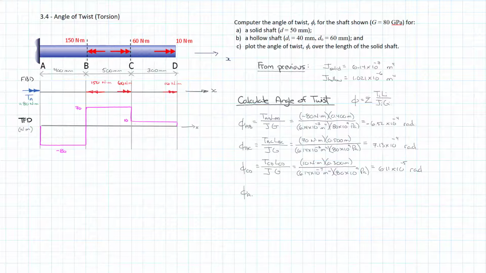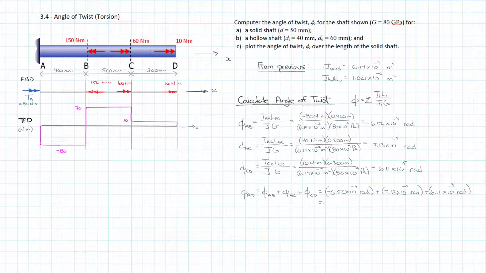And so if we wanted to know what the total angle of twist was from A to D, so we got phi A to D, it is simply the sum of all of these. So phi AB plus phi BC plus phi CD, and we'll put in our values. So this is where that sign becomes really important. Negative 6.52 times 10 to the minus 4 radians plus 7.13 times 10 to the minus 4 radians plus 6.11 times 10 to the minus 5 radians.